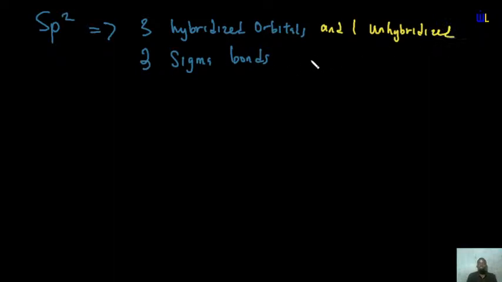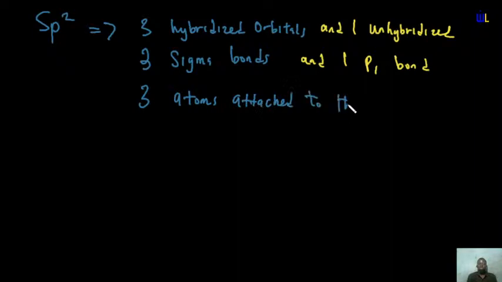Then this one has 3 sigma bonds and 1 pi bond. Remember I told you a sigma bond is formed by a hybridized orbital and a pi bond is formed by an unhybridized orbital. So when you have 3 hybridized orbitals and 1 unhybridized, it means you have 3 sigma bonds and 1 pi bond. Then the next thing we also took note of is that you are now going to have 3 atoms attached to the carbon atom. So once you say that a carbon atom is sp2 hybridized, it means that the number of atoms attached to it is just 3, and basically that is that.